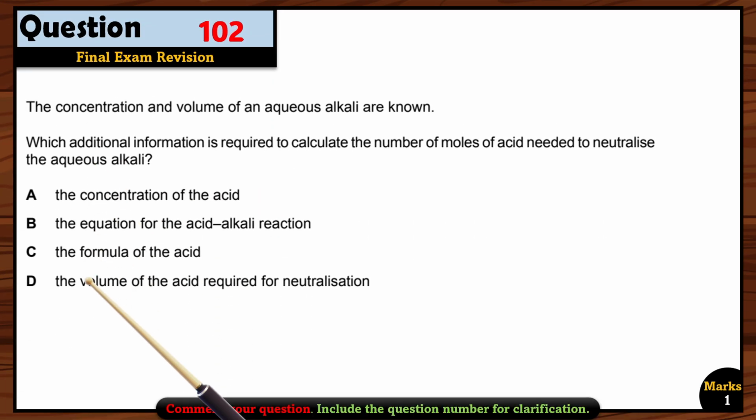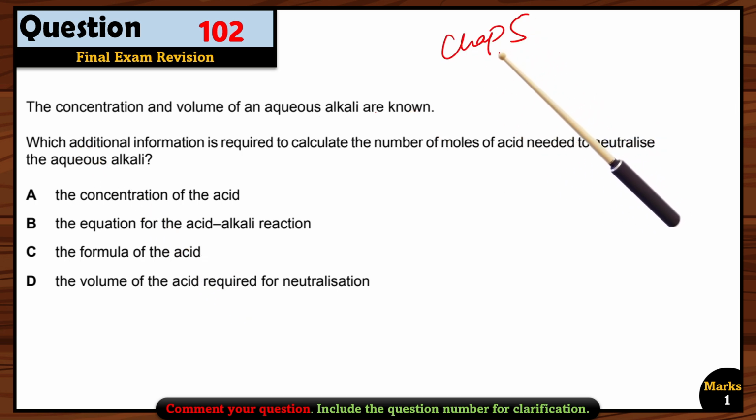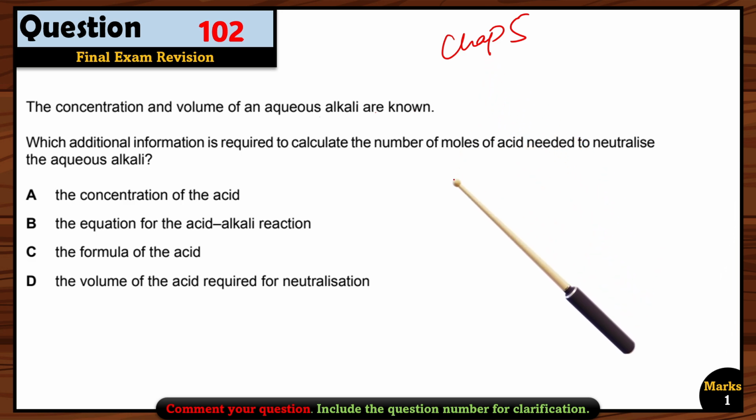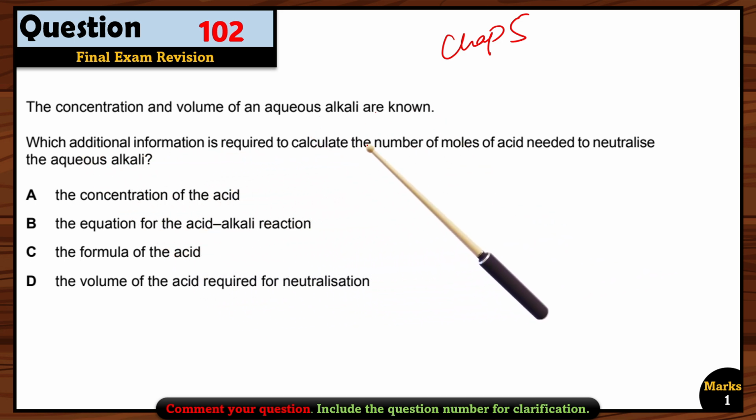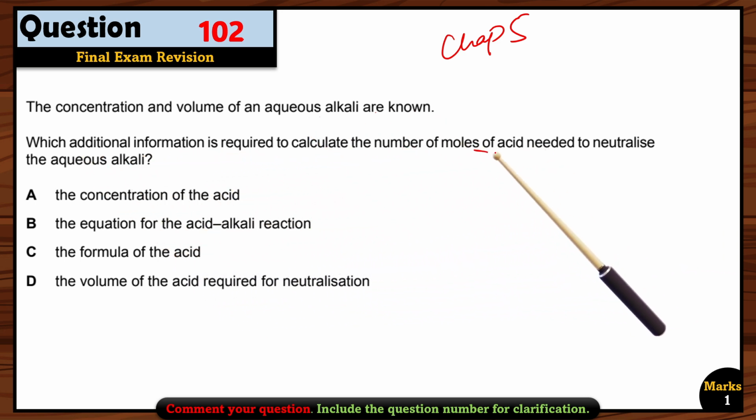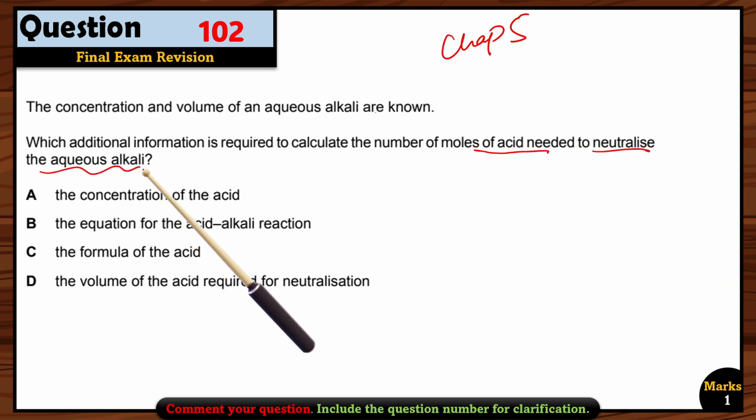Question 102. The concentration and volume of an aqueous alkali are known. Okay, this is also from chapter 5. I missed this question last time in the video, so that's why I'm going to revise these 2 questions. There is one more question and then we will end this video. So let's see, the concentration and volume of aqueous alkali are known. Which additional information is required to calculate the number of moles of an acid needed to neutralize this aqueous alkali?